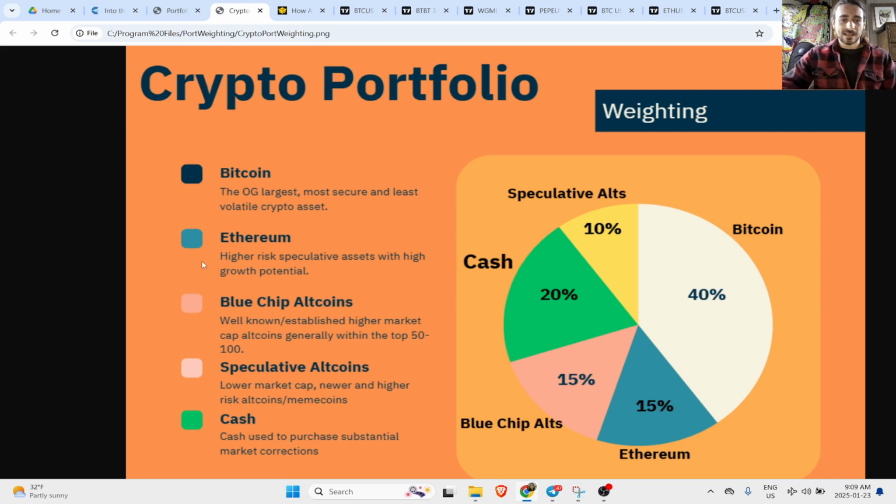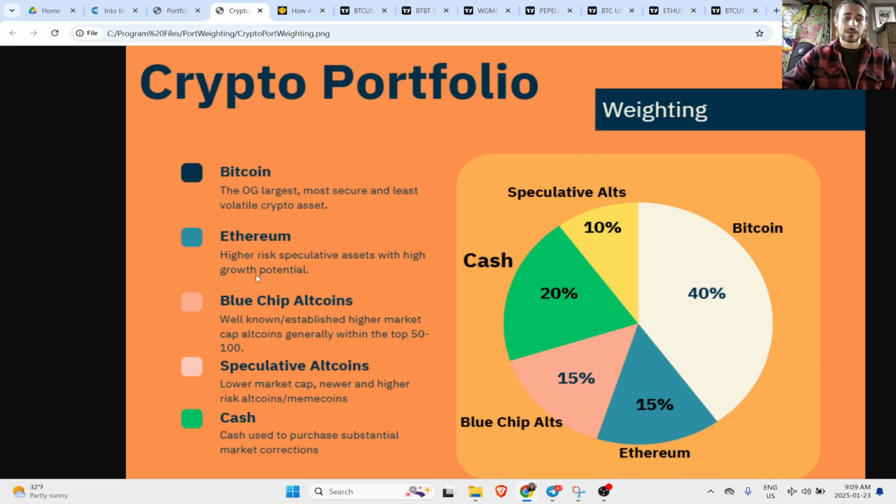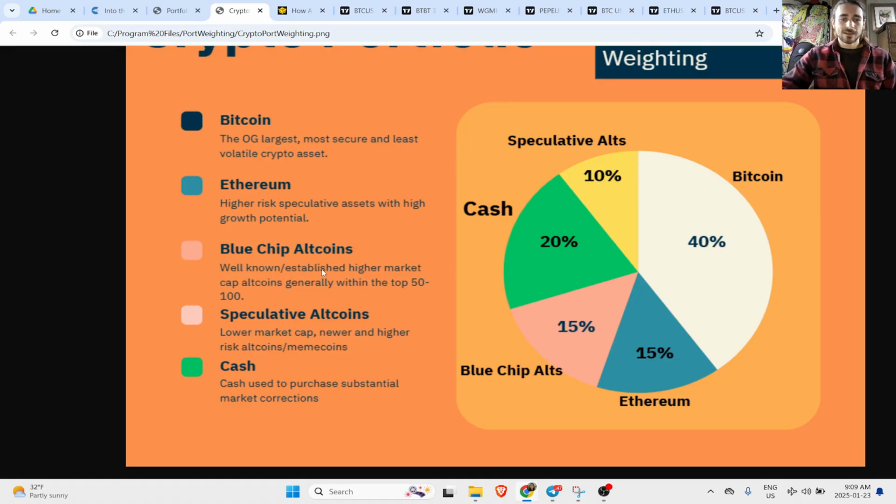Here we see Ethereum, higher risk, a little bit more speculative, still good growth potential, and definitely a little bit safer than some of these altcoins here. Stuff like Ethereum, we might weight at about 15% of our portfolio. Blue chip altcoins, so well-known, established, higher market cap altcoins. Generally, they're going to be within the top 50 to 100. So anything like Solana, Chainlink, Avalanche, those altcoins, lots of ones I talk about frequently. We'll have those in the blue chip altcoin section here.